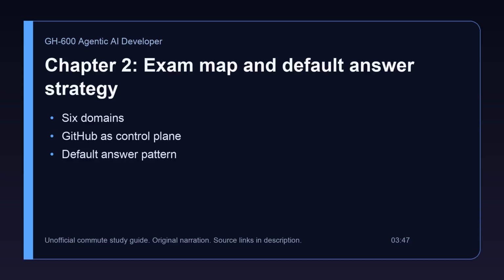Domain 2 is implement tool use and environment interaction. This is 20 to 25%. This is the largest slice. It covers tools, MCP servers, registries, allow lists, execution context, repository scope, branch scope, CI invocation, error handling, retries, rollback, escalation, and accountability.